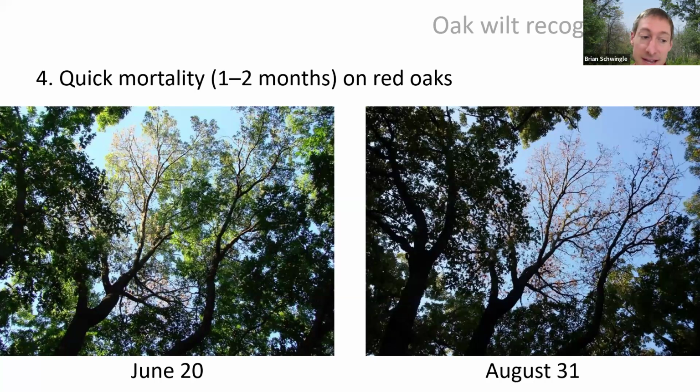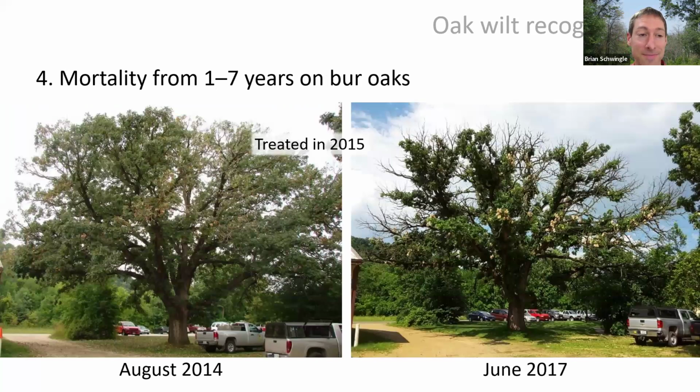Nothing else does that to red oaks besides possibly a lightning strike. And if a lightning strike strikes your oak, you're going to know because usually the bark blows off of one side. Now, moving on to bur oaks.